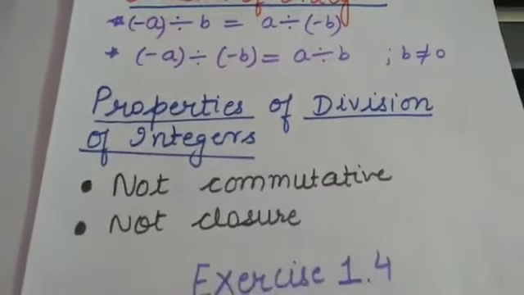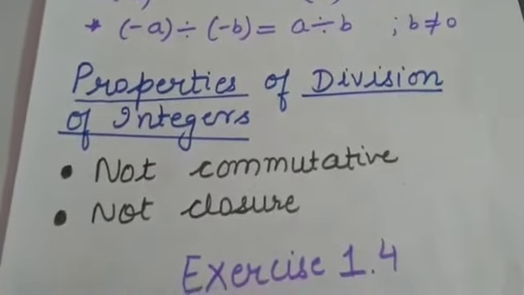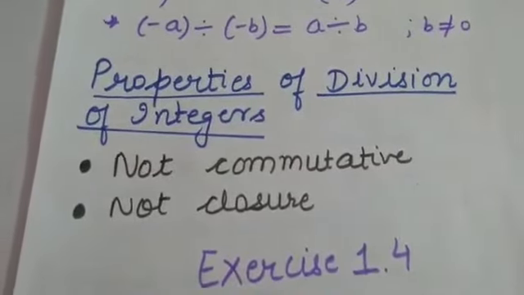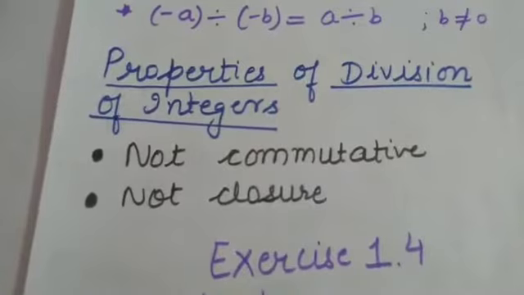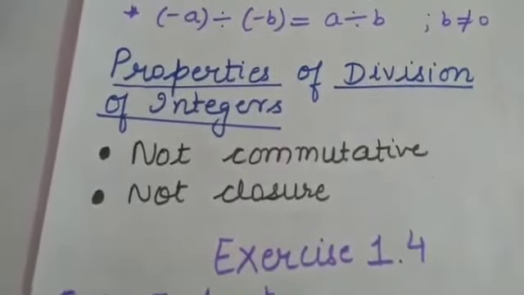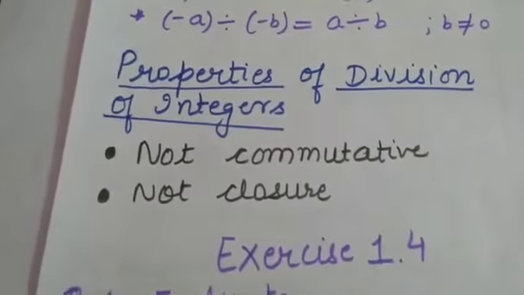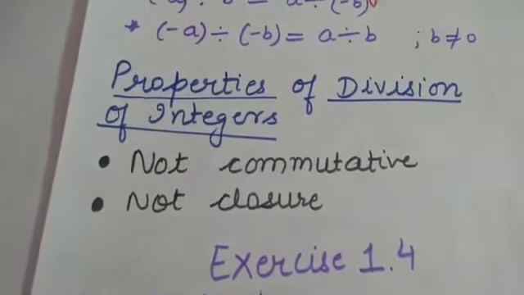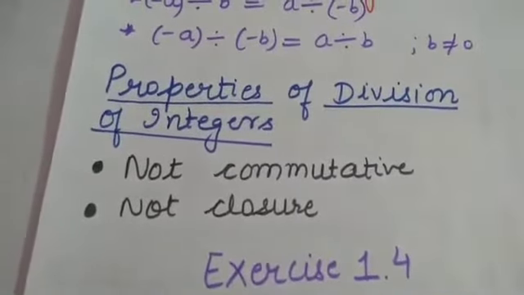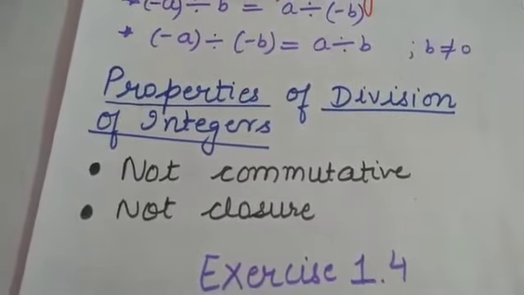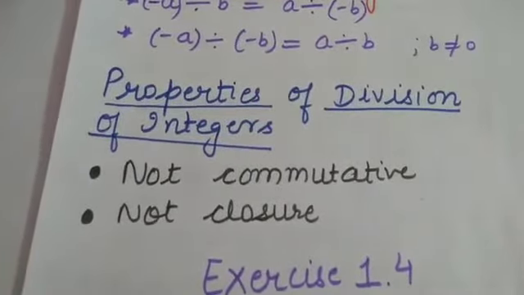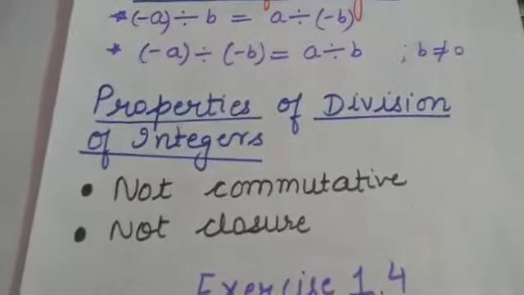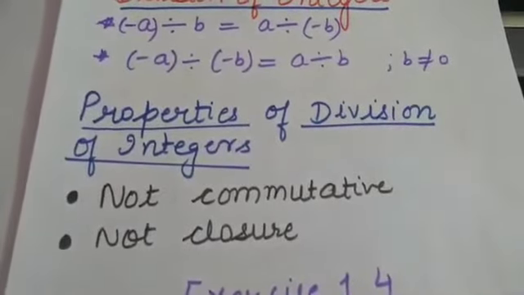Now the same for the closure property. What do we mean by closure? Closure means if you divide any two integers, you will get an integer, and we know that integers do not include fractions and decimals. So let us take an example. Suppose you are dividing 2 divided by 3. What will you get? 2 by 3, and this is not a whole number, this is a fraction. So it means that on dividing integers, there is a case when you do not get an integer. So this is also not satisfied in division. So we can say the commutative property and closure property do not hold in integers.